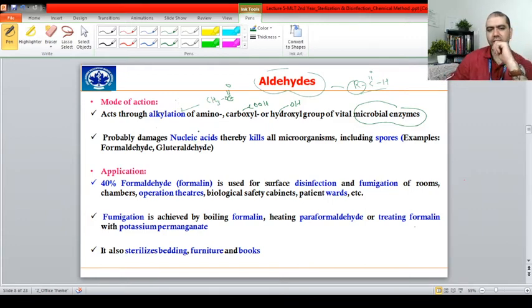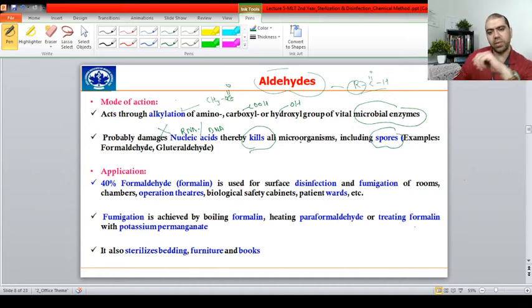Another mechanism of killing of microorganisms by aldehydes is by damaging the nucleic acids, either RNA, that is ribonucleic acid, or DNA, that's deoxyribonucleic acid, and thereby kills. It also includes spores.